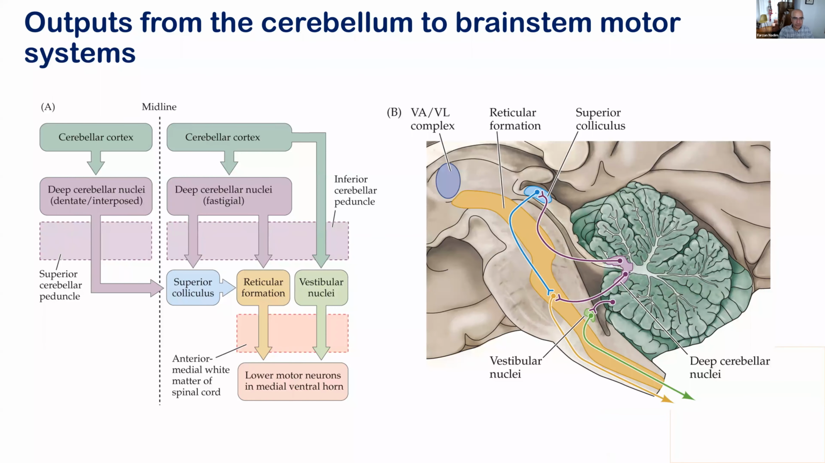And in contrast, the parts that project to the spinal cord, that go to the brain stem from the cerebral cortex, go through the fastigial nuclei, and they project to the ipsilateral reticular formation, vestibular nuclei, or superior colliculus, and communicate with the lower motor neurons in the spinal cord.